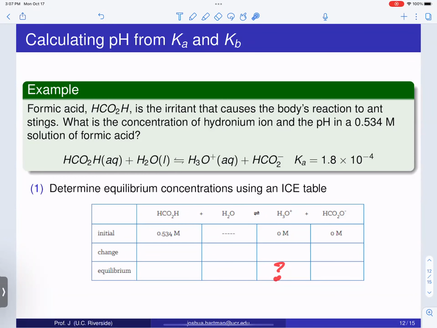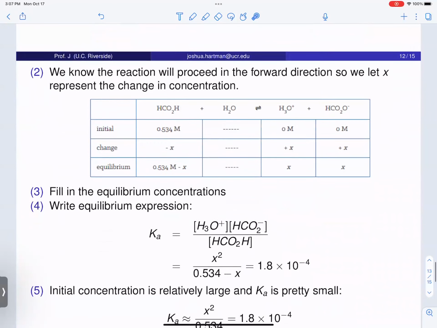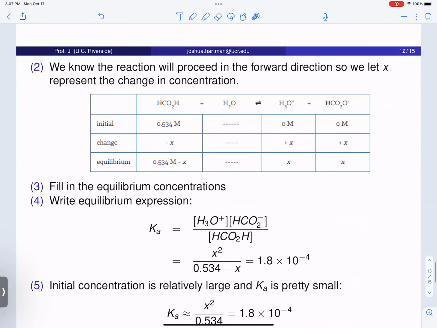We're going to build up our ICE table. We're going to start off by saying, all right, I'm starting off with a 0.534 molar solution of formic acid. No products are forming yet. Again, omitting water because it's liquid water. All right. And then in our second step, we obviously know the reaction is going to proceed in the forward direction. So we're going to let X represent the change. We're going to have some minus X change in concentration for a positive X on the reactant side. And we're going to add on products.